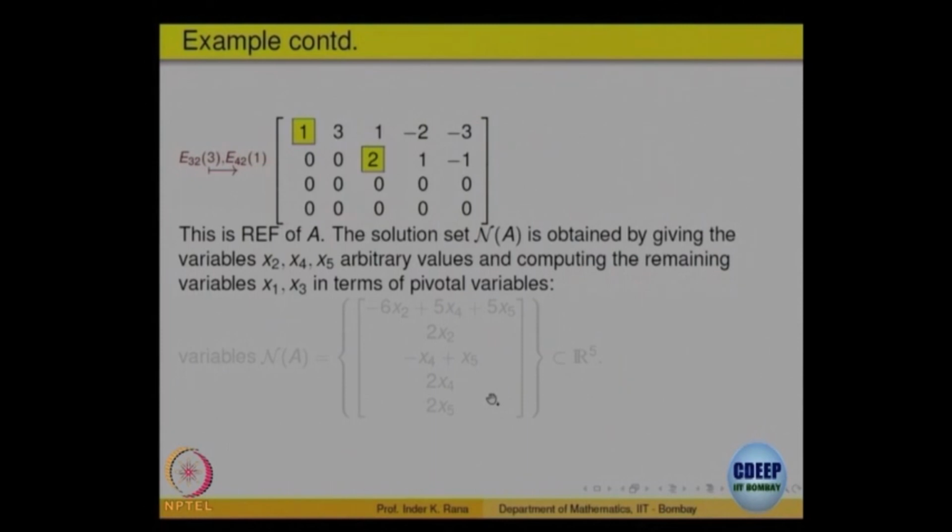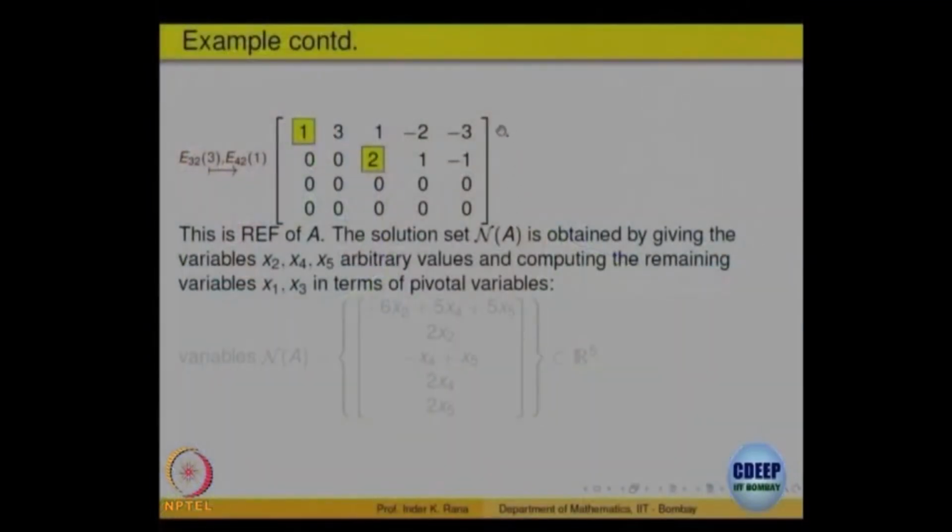Now, what is the next thing I want to do? I want to find the nullity. So, how do I find the nullity? That means I should describe the null space. I should describe all solutions of Ax equal to 0. So, if I take this matrix and write x1, x2, x3, x4, and so on, equal to 0, what are the equations I will get?